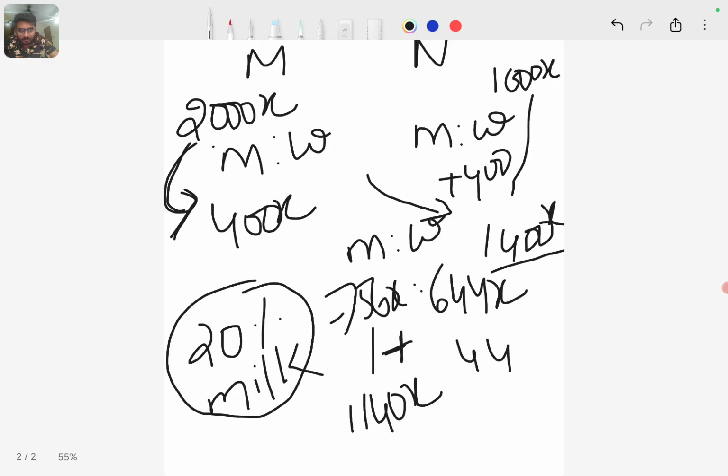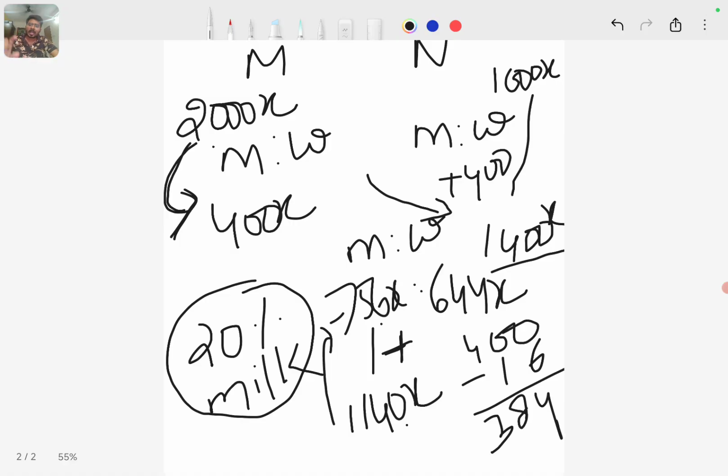Okay, one second. So from 1100 we just subtract 700, so we will get 400. From 40 we have to subtract 56, means we are subtracting 16 more, means negative 16. So we need to subtract from the 400. Here it is 384. When we have added 20% of the mixture, it is 756.